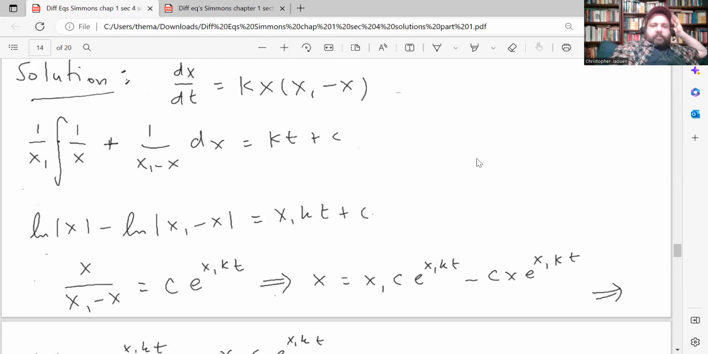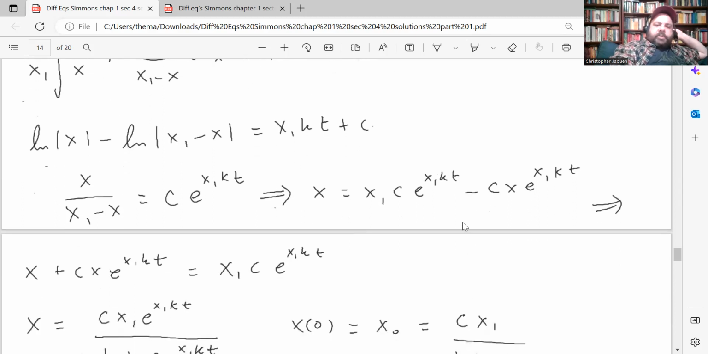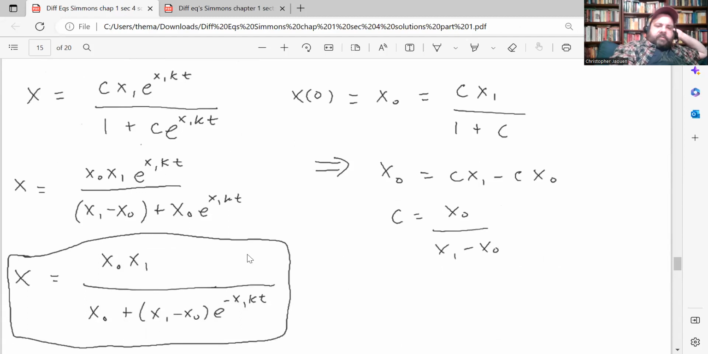So I actually didn't write the work for that, just because I didn't want to waste the space on the Jamboard here. But when you do solve that, you get that x over x1 minus x equals c times e to the x1 kt, and then you do some algebra because you want to solve for the value of x on one side, which I'm doing here. And then when you do that, you end up with this function here.